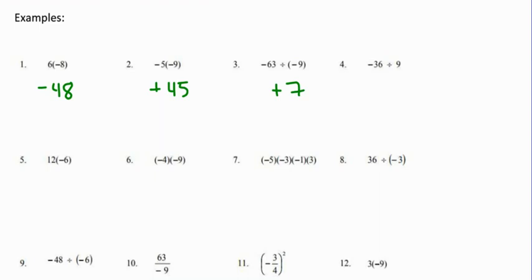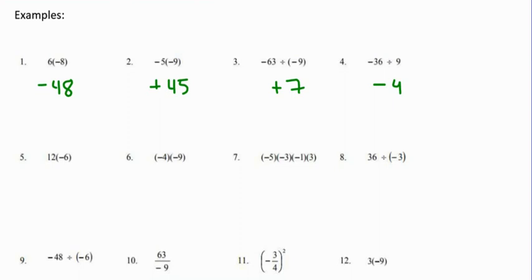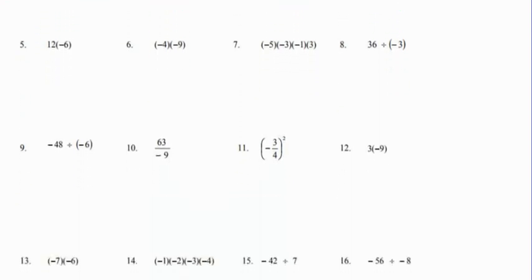Number 4, a negative divided by a positive is a negative. 9 goes into 36 4 times. So I hope you're seeing that these are a little bit easier than adding and subtracting.